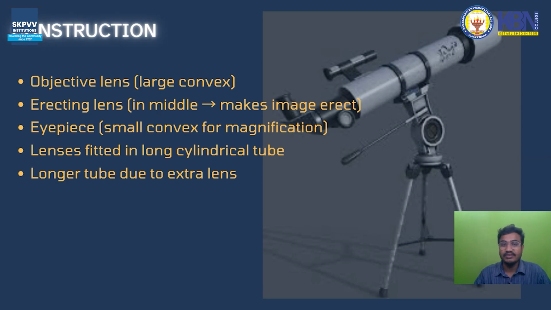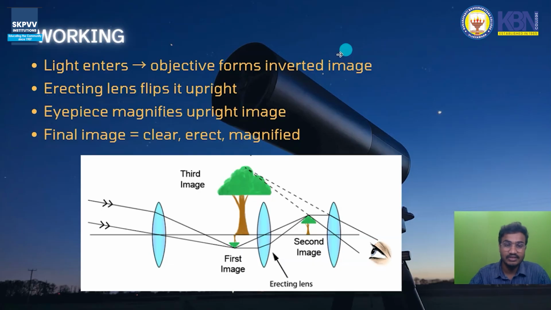Construction: we'll have a long convex lens which is bigger than that of the astronomical telescopes, and it will have an erecting lens in the middle, in between the objective lens and the eyepiece. It will make the image erect. Okay, next we will see how it works. These lenses will be fitted in a long cylindrical tube. Okay, this is how it will work.